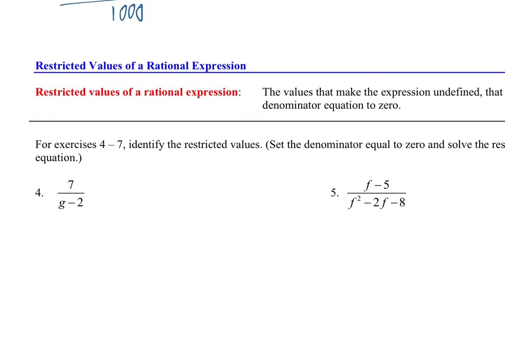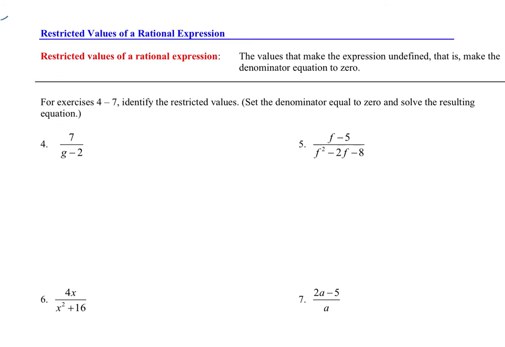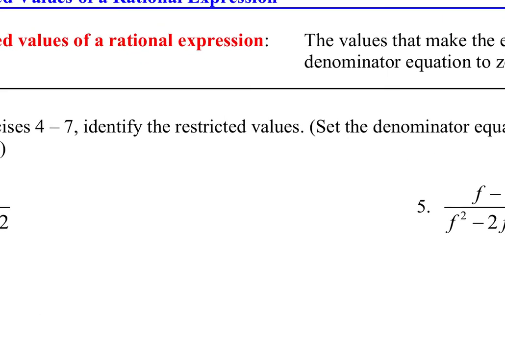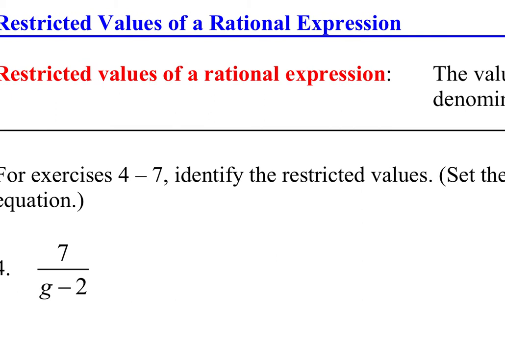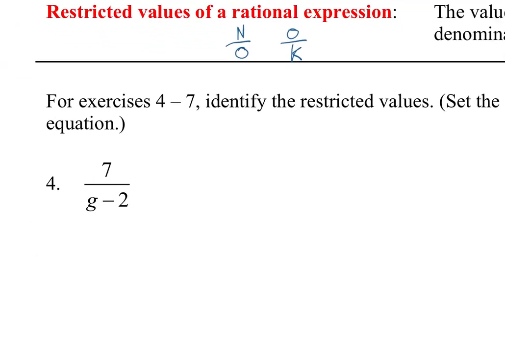Now that we've learned how to evaluate a rational expression, let's talk about restricted values. If you typed in your calculator 1 divided by 0, you would get an error message, or 2 divided by 0. Anything divided by 0, you can't divide by 0. In fact, I have a little thing I use to remember that. No, you cannot divide by 0, but it's okay to have it in the numerator.